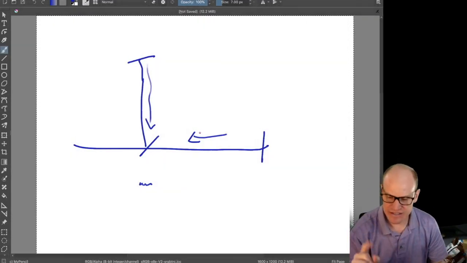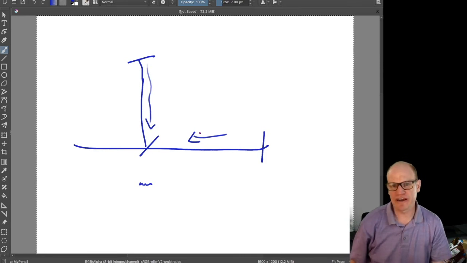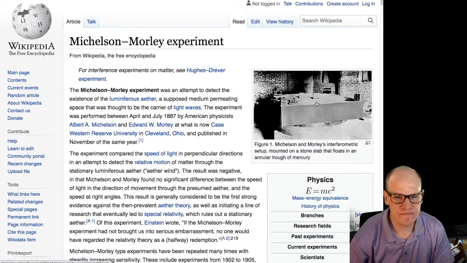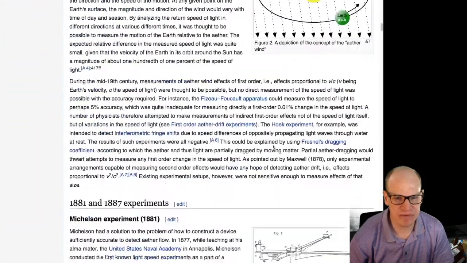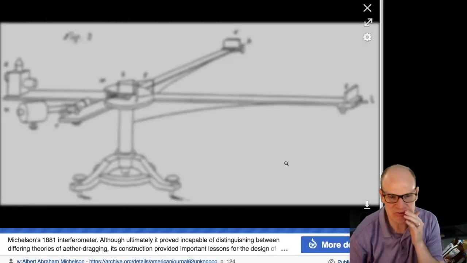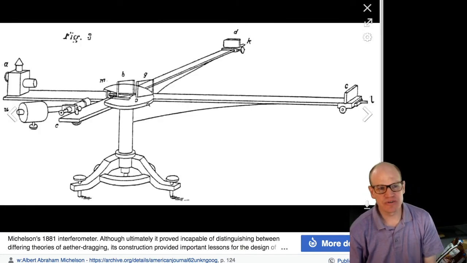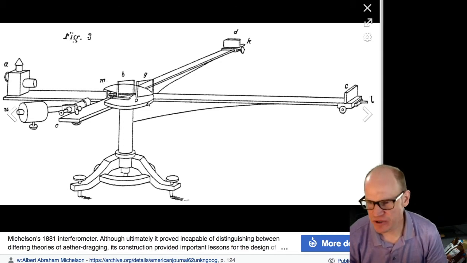Okay, that is the setup for the Michelson interferometer. Now, they tried it initially with an apparatus like this. This was in 1881, but this wasn't big enough. It wasn't sensitive enough to see the effect that they wanted to see.